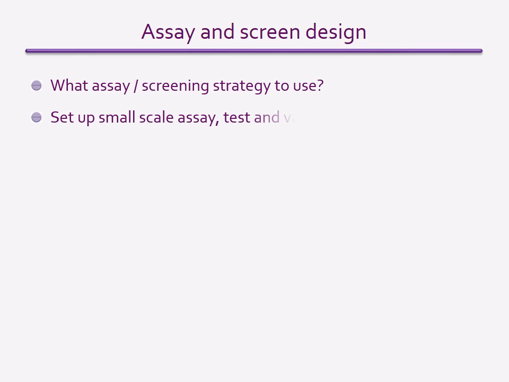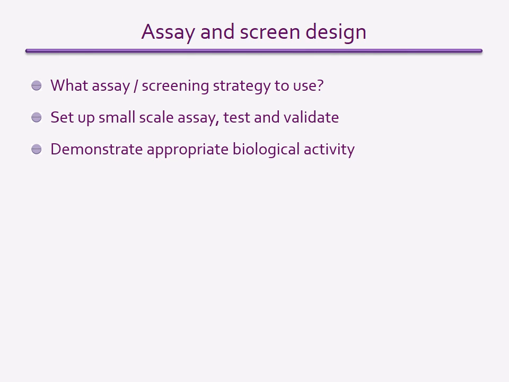In designing a screening cascade, you need to consider first what the screening strategy will be, for example, following a rational or empirical design. The most appropriate assays to use will be determined by the nature of the target. Before using in a high throughput mode, assays must be set up and tested on a small scale in order to demonstrate the appropriate biological activity.